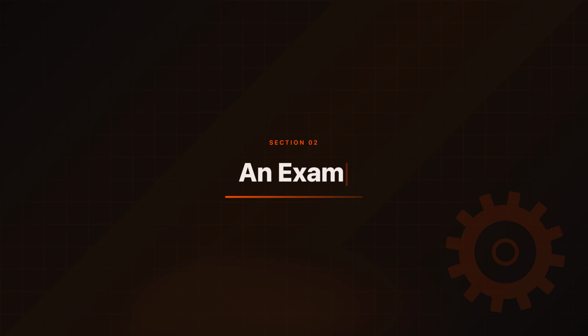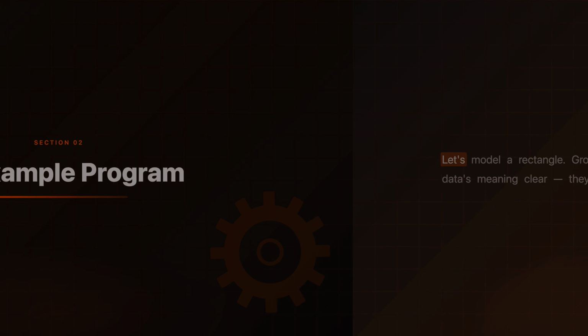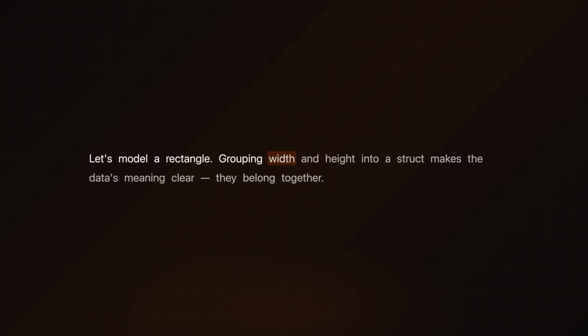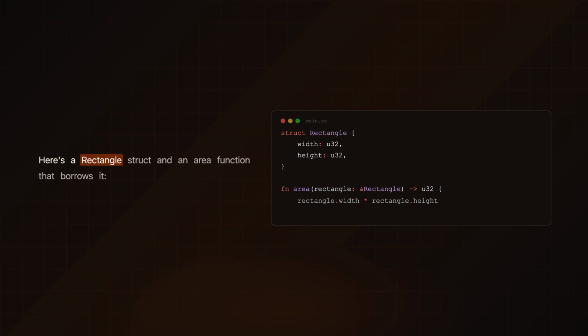An example program. Let's model a rectangle. Grouping width and height into a struct makes the data's meaning clear. They belong together. Here's a Rectangle struct, and an area function that borrows it and multiplies width by height.